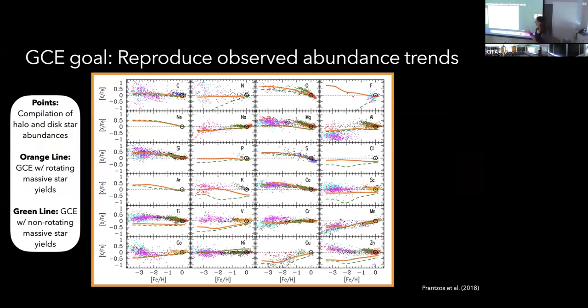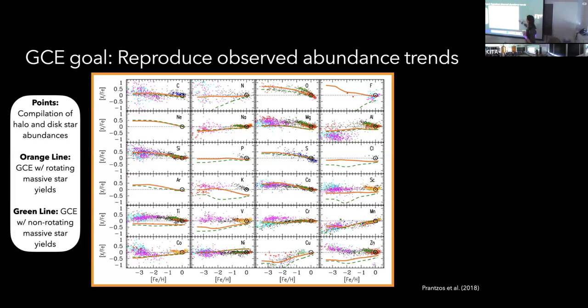So this is one example of a couple of chemical evolution models compared to a bunch of elements that are observed through some different surveys. So those are the different colored points in the background. And there's two different GCE models here. The orange line has yields from core collapse supernovae that include rotation, and the green line does not include rotation. So this is just one parameter in the GCE model that is being changed here.